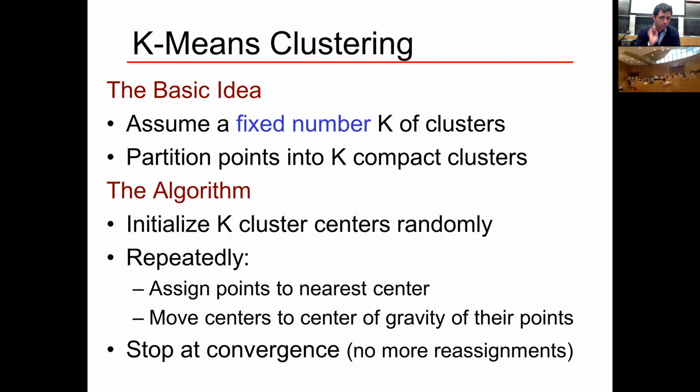And then the algorithm for K-means is going to be very simple, very similar to what we saw before with unsupervised learning. We basically initialize the cluster centers randomly, and we repeatedly assign points to the nearest center, and then move the centers to the center of gravity of the points that are assigned to each group. Okay? And then we stop when we converge, basically when there are no more reassignments as we go through this. If nothing moves and nothing changes, we're done. Okay?